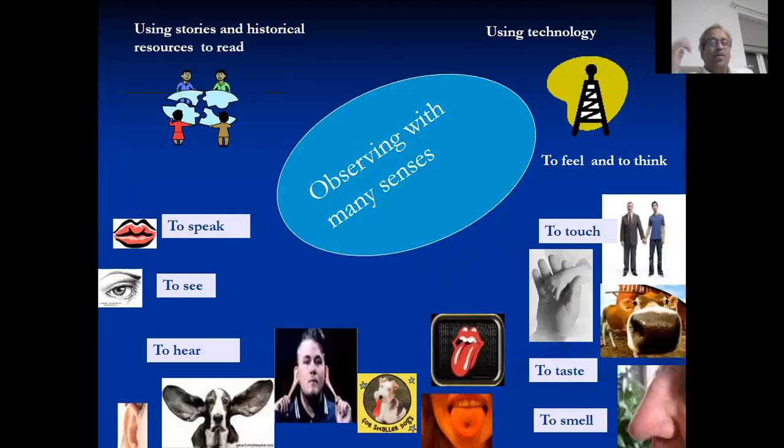And so here we are. I just like to highlight that the way to observe is to ask: what are they speaking? What are they seeing? What are they hearing? What are they touching? What are they tasting? What are they smelling? And it's quite fascinating. The many senses, as much as you can observe, as much as you can interpret, then you can collect the text.